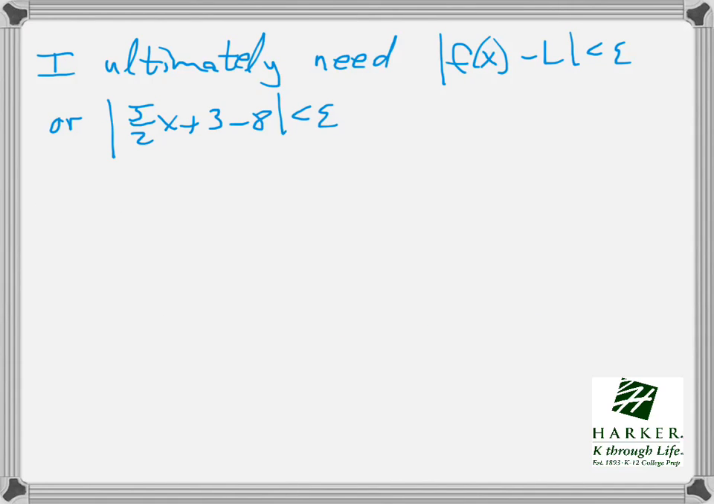I ultimately need the absolute value of f of x minus L to be less than epsilon. That's my ultimate goal. I need to start somewhere, absolute value of x minus a less than delta, and I have to end up at this point right here. So what I'm going to do is start at what I need at the end, which is right there. That's what I need. So let's just do some manipulating.